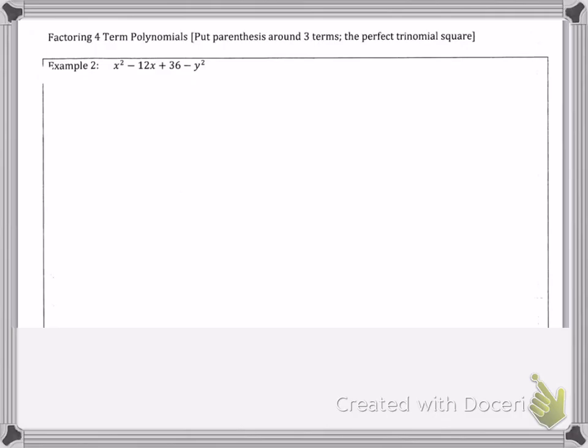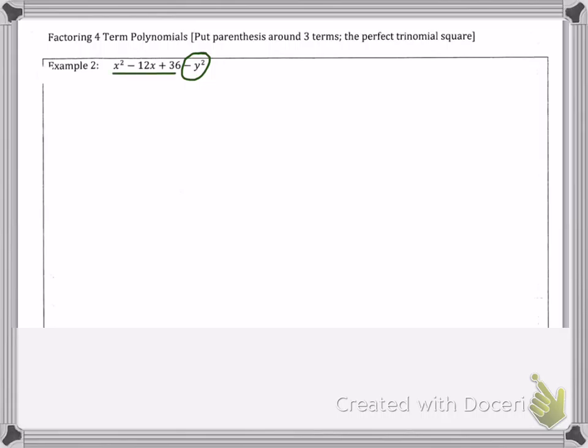Now that you've mastered perfect square trinomials, let's talk about what if I have 4 terms that I need to factor. Before you get too intimidated, I want you to look at the 4 terms that are given to you for example 2. We've got x squared minus 12x plus 36 minus y squared. And if you've ever heard that Sesame Street song, which one of these is not like the others, which one of these just doesn't belong, you should be seeing that the minus y squared just doesn't fit in.